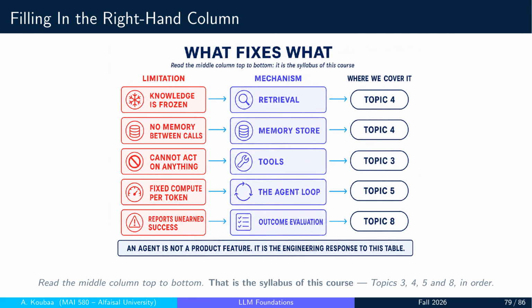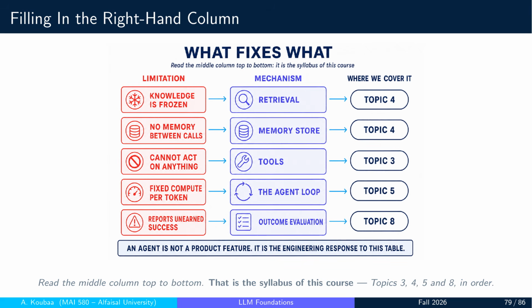Now, notice what that middle column actually is. Read it top to bottom again. That is the syllabus of this course: topics 3, 4, 5, and 8 in order. And read it once more with the sentence from section 4 in mind. Retrieval supplies knowledge. Memory persists it. Tools retrieve, execute, and check against external evidence. Note that a tool does not verify anything merely by being called. It verifies when you use its result to test a claim. And the loop decides how much work the problem deserves.